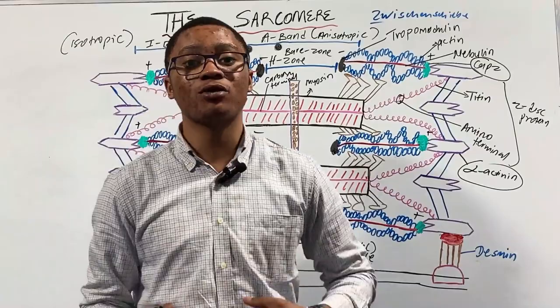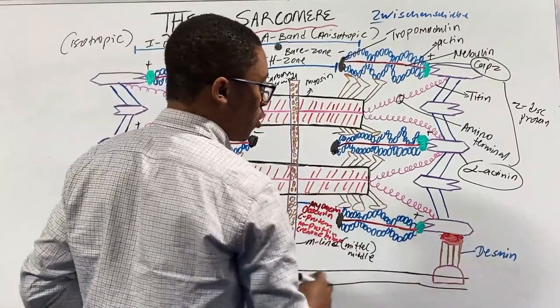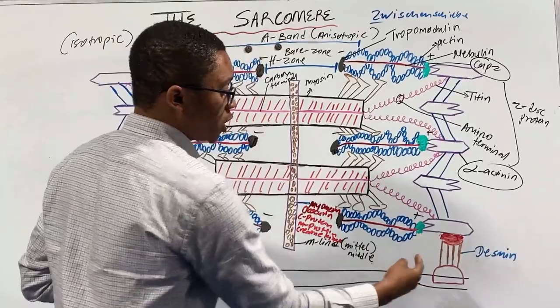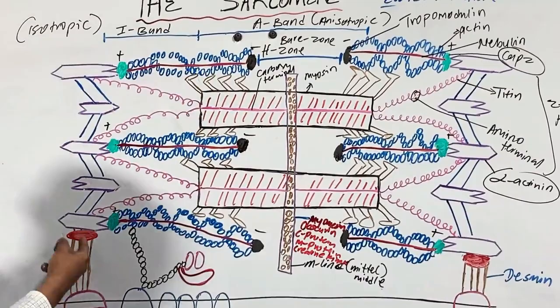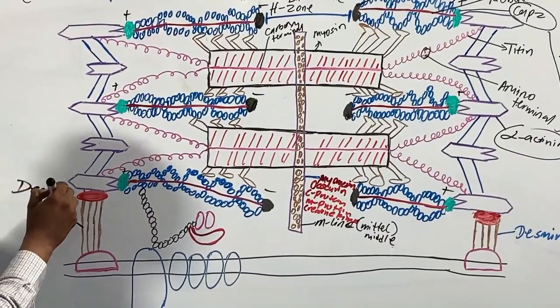In today's video, we'll start off with desmin. We discussed desmin in our previous video, and we'll see the function of desmin. This protein is indicated by this brown line here. This brown line is known as desmin. Let me just write it here again. This protein is known as desmin.